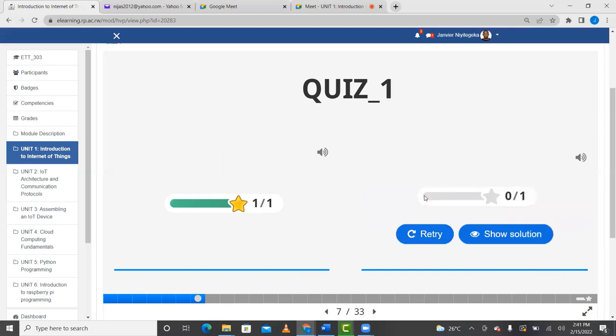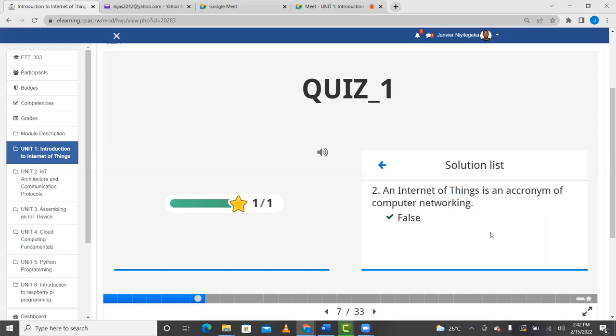Guys, you have to be careful and try to differentiate between computer networking and IoT. They are two different terms. So when you check, you can see the Internet of Things is not an acronym of computer networking. The answer is false.